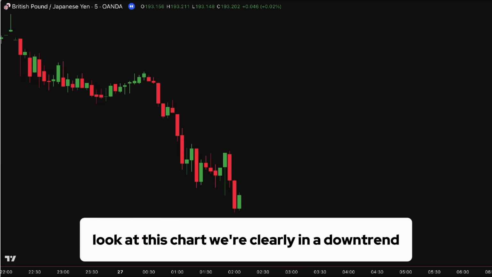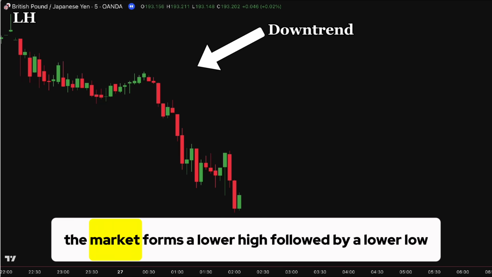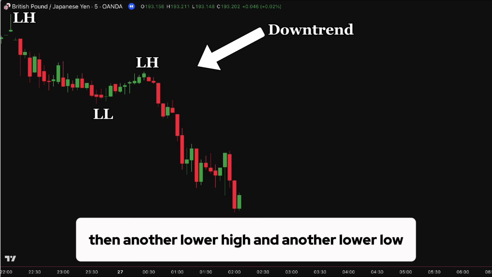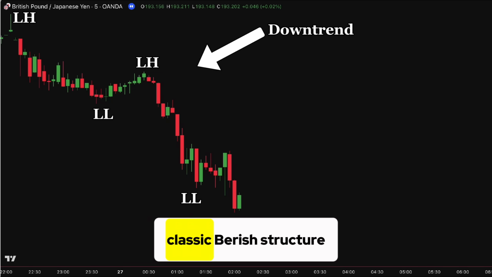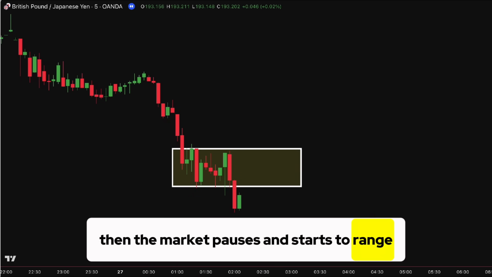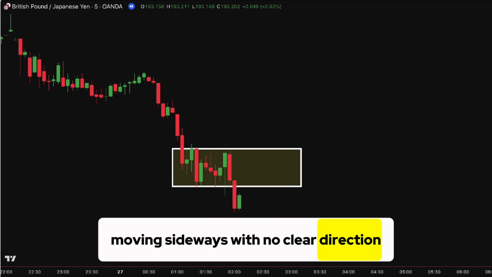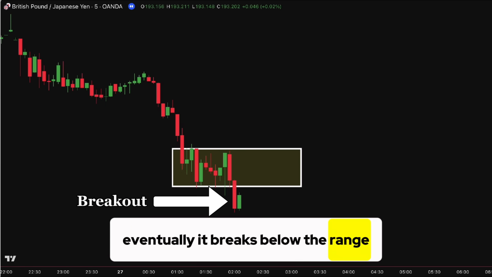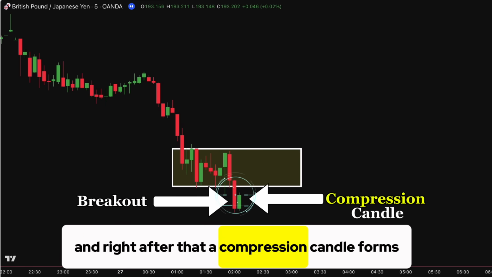Look at this chart. We're clearly in a downtrend. The market forms a lower high, followed by a lower low, then another lower high, and another lower low. Classic bearish structure. Then the market pauses and starts to range, moving sideways with no clear direction. Eventually it breaks below the range, and right after that, a compression candle forms.